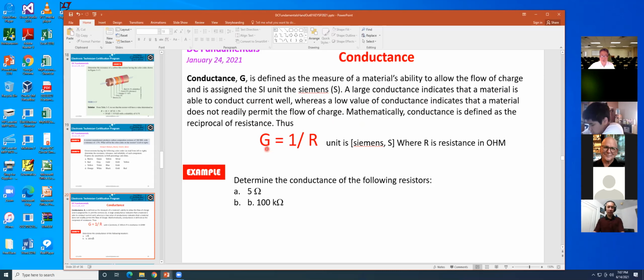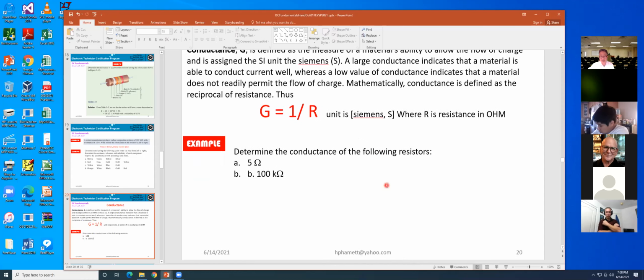So G will be good at conducting current. R will be opposite to the current. Okay. If they want a conductance of the following 5 ohm, you want to calculate the G, G will be equal to 1 over 5. If you want to calculate the G on 100K, it will be 1 over 100K. So conductance will be easy to conduct the current. Resistance will be opposite the current. So they will be opposite. Okay, the formula G will be 1 over R.